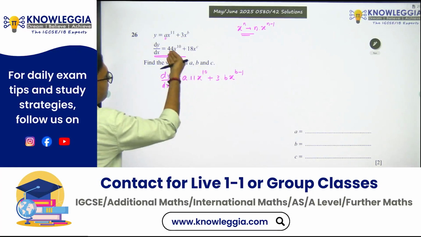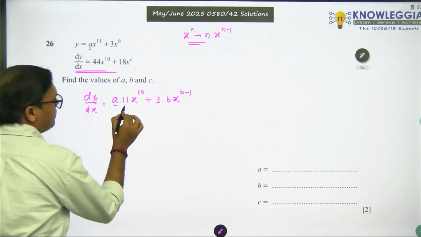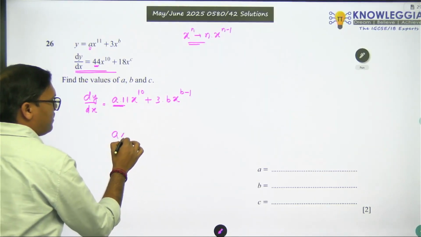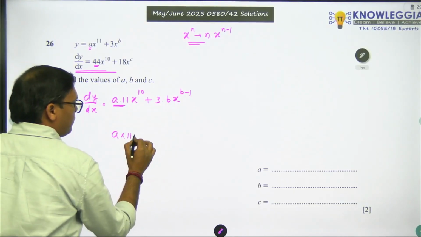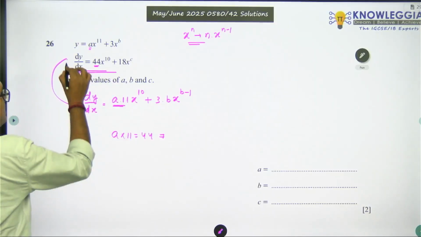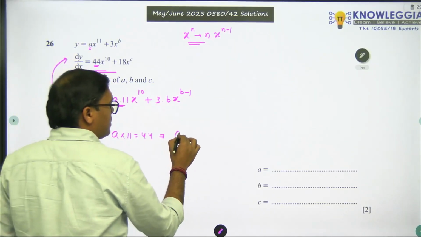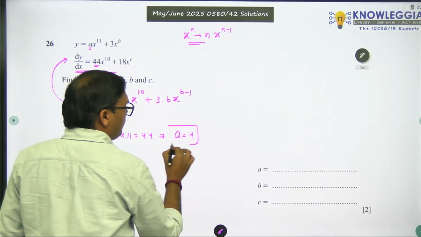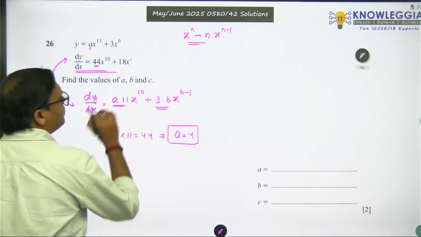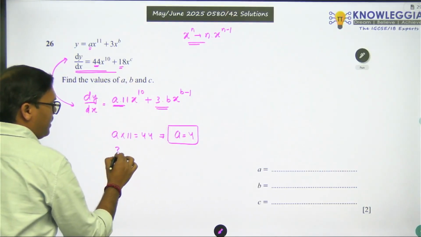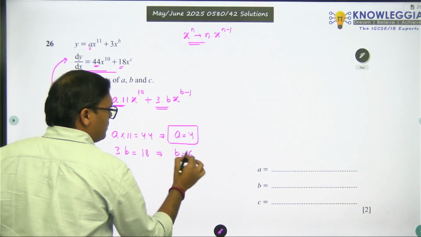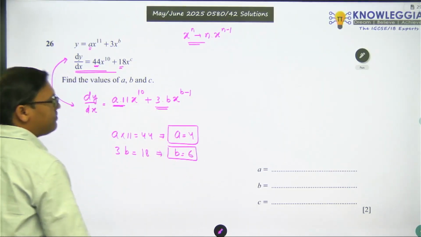So now if I compare, you can clearly see this should be equal to 44, that is a into 11 should be equal to 44, because this is given that this is the differentiation, so they should be the same. So what is a? A is equal to 4. Now the second thing is, you can see this 3b should be equal to 18. So 3 into b should be equal to 18. So what is b? B will be equal to 18 by 3, that is 6.